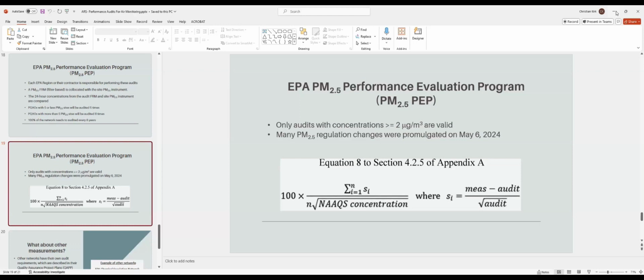No, EPA will not come do audits for non-regulatory networks, but you still should be doing your semi-annual flow audits and things of that nature that's required at the PQAO level. That's what EPA is going to want to see. They're going to want to see some level of QA activity, even if it's non-regulatory. Okay, thank you.